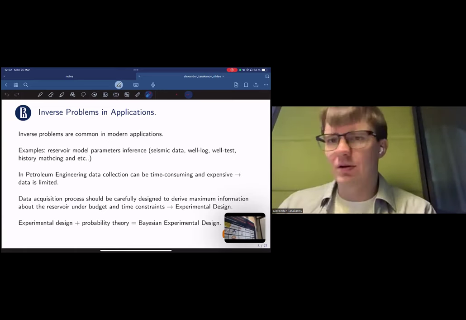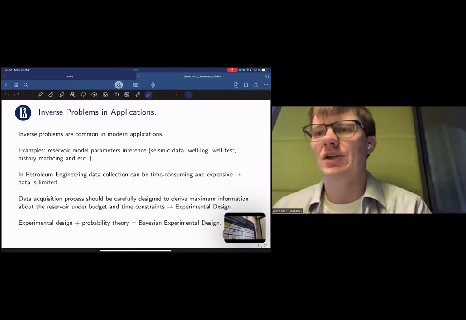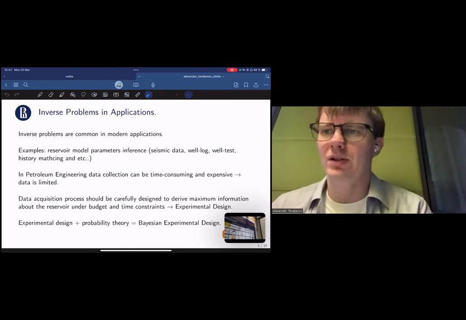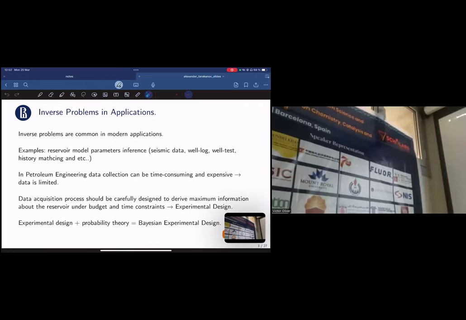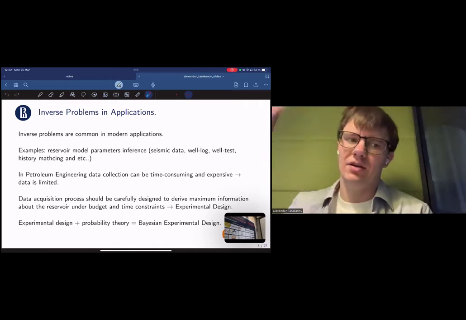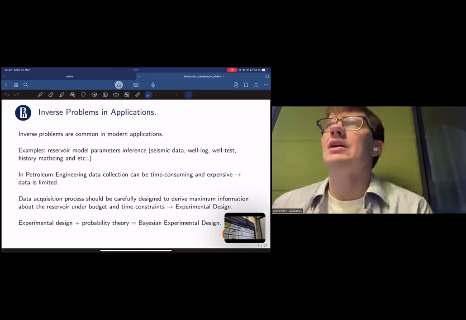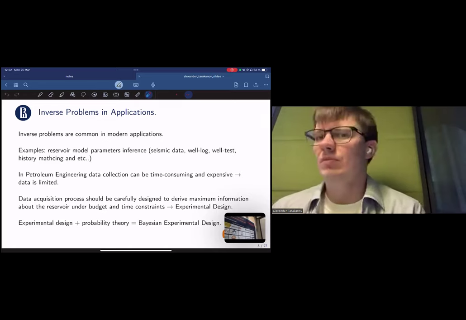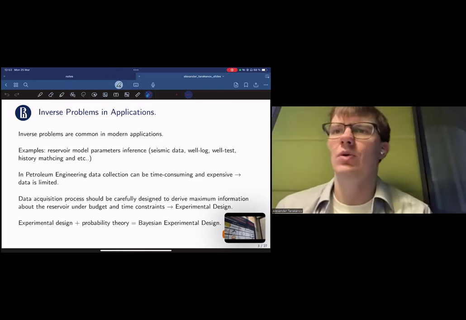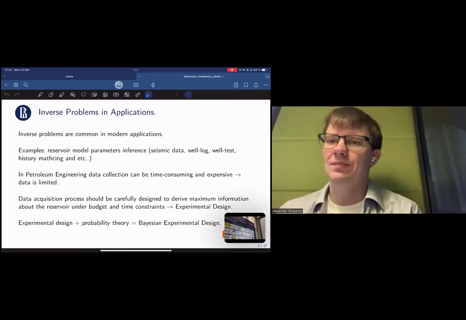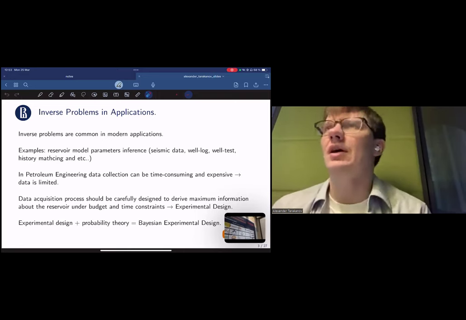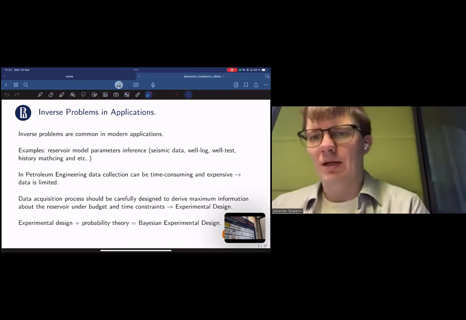The main issue in petroleum engineering is that data collection can be very expensive. Seismic is not cheap, and drilling new wells is not cheap either. So it is very reasonable to plan ahead our data acquisition process to get maximum information from the measurements that we can get, because we have severe budget constraints or not much time to take the measurements. For example, if we spend too much time on a well test, then this well is not producing oil and that costs money to the company.